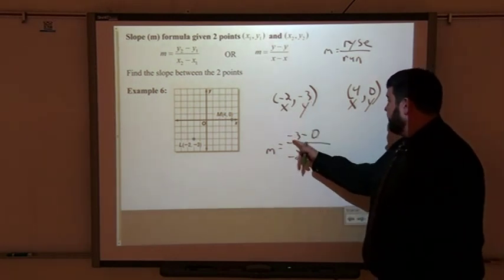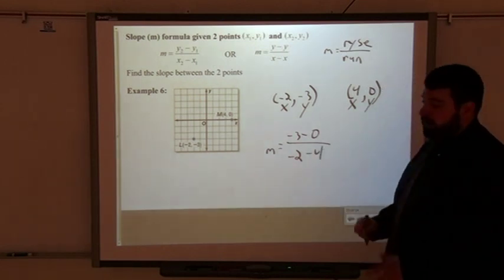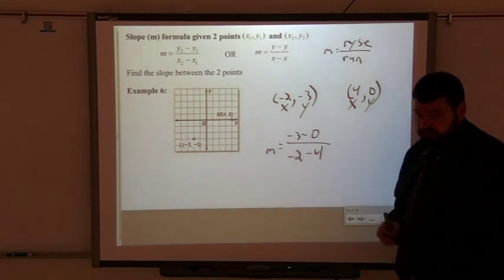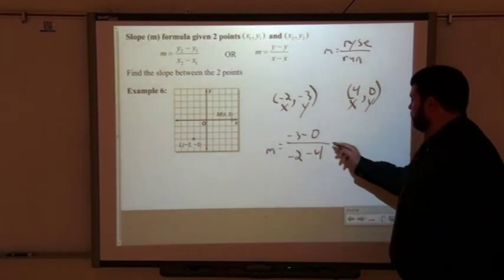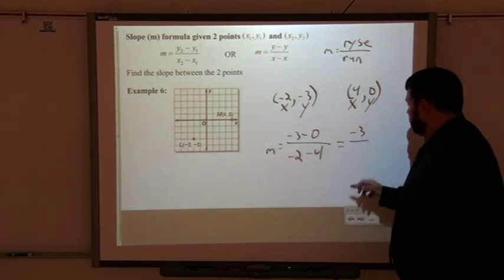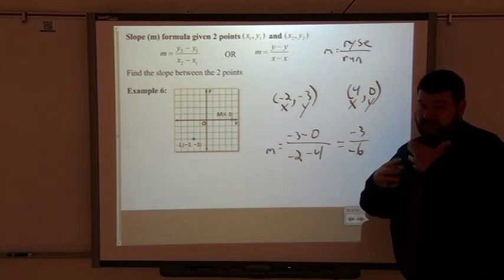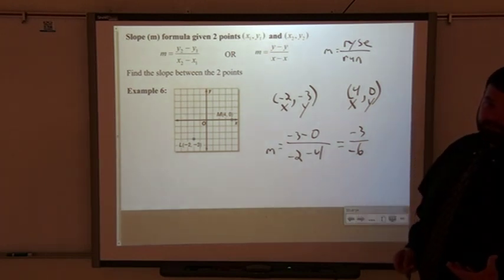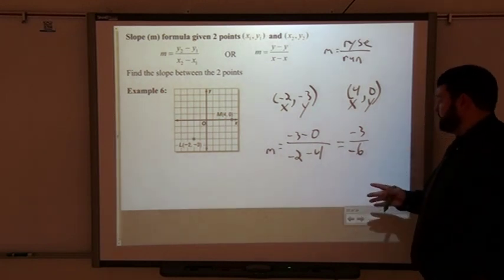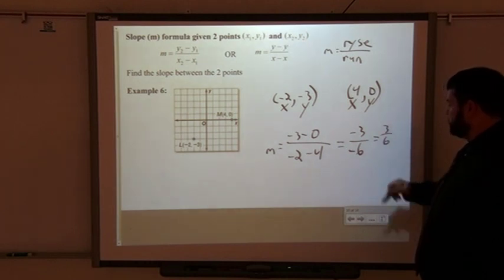So -3 minus 0, -2 minus 4. Again, I don't have a double negative sign this time because this 4 is a positive. Well, I know -3 minus 0 is just a -3. -2 minus 4 is a -6. We have to reduce our fractions. Okay, you cannot leave it alone like this. You have to reduce your fractions. So I know that they both have a negative, which will make it a positive 3 over 6.